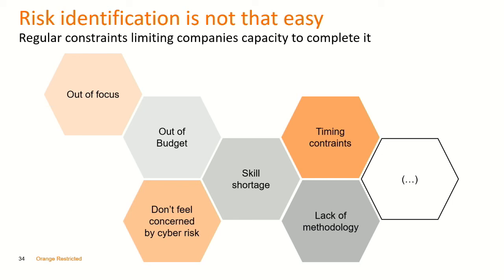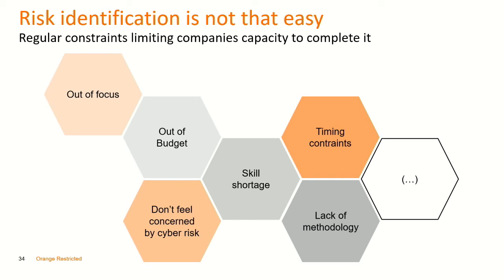The first constraint is a question of focus. It's true that you sometimes have to choose your battle, and it's true that sometimes the IT roadmap and the IT security roadmap doesn't include this risk identification exercise. Even if it doesn't represent a huge investment, sometimes companies have to follow their vision and their roadmap.